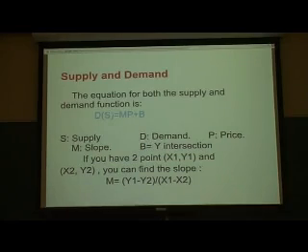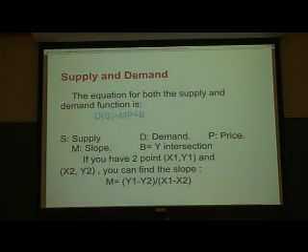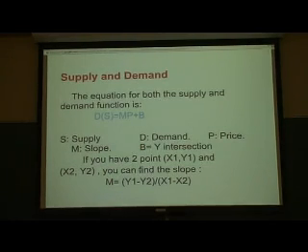Supply and demand. The equation for both supply and demand function is D or S equals mP plus b. In this instance, S equals supply, D equals demand, P equals price, m is the slope, and b is the y-intercept. If you have 2 points of data, (x1, y1) and (x2, y2), we can find the slope in this situation. And that would be y1 minus y2 over x1 minus x2.